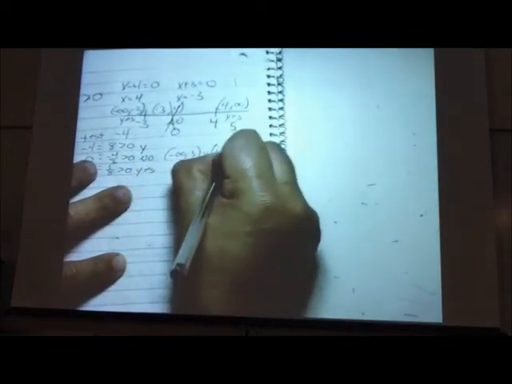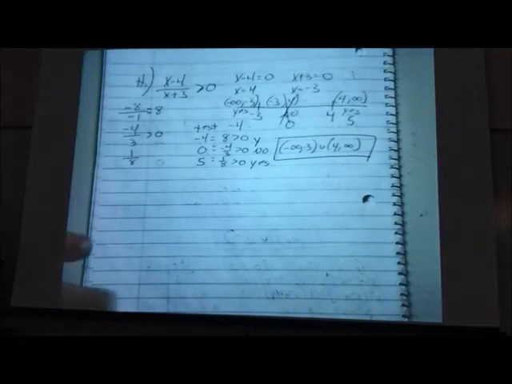Negative infinity, negative 3, union 4, infinity. That one was okay. All right, for I, two more to go.